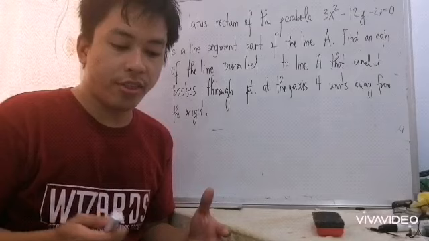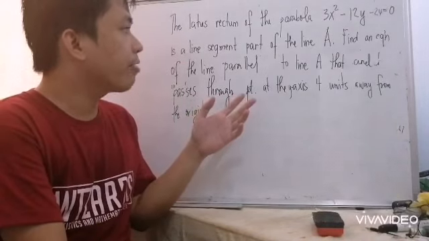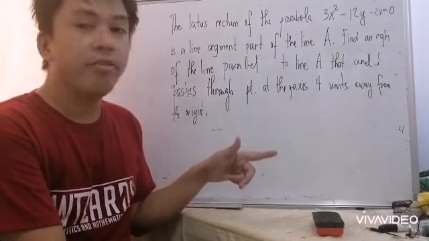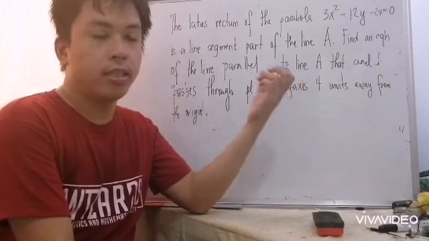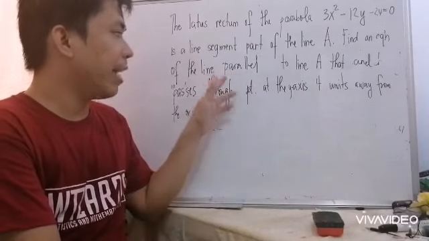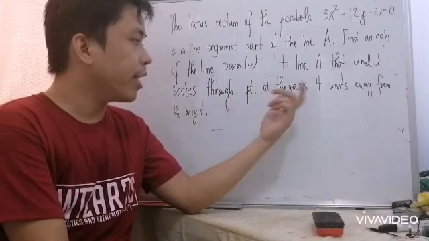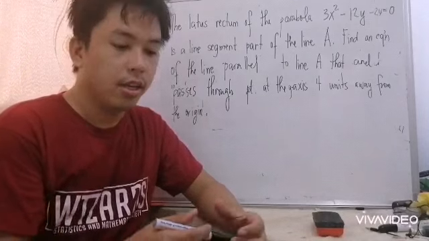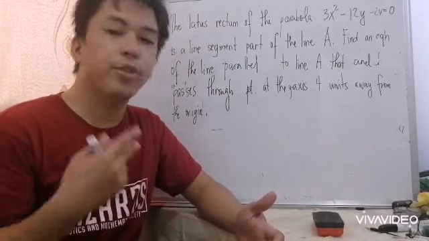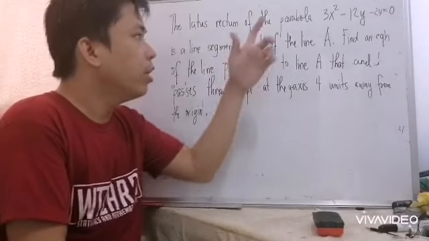Okay, so let's consider another example up here. The latus rectum of the parabola 3x squared minus 12y minus 24 is 0 is a line segment part of the line A. Okay? And find an equation of the line parallel to line A and passes through the point at the y-axis 4 units away from the origin. So basically, there are 2 answers for this. Why? I'll show you how.